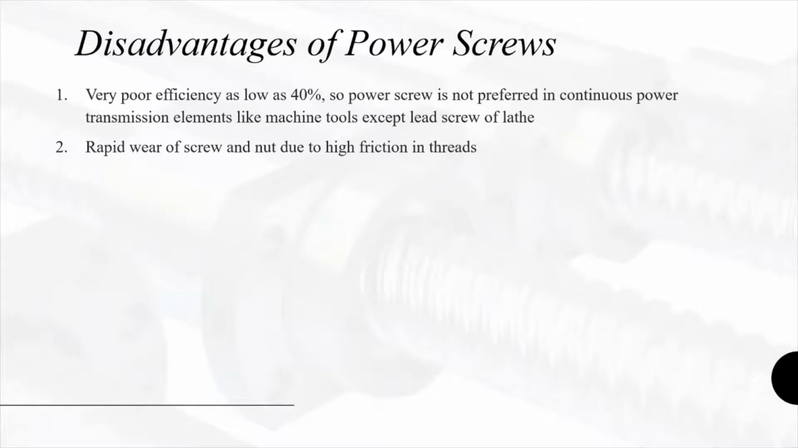Next, disadvantages of power screw. As the power screw has high friction, efficiency can be as low as 40%. So power screw is not preferred in continuous power transmission elements like machine tools, except the lead screw for lathe machine. And as friction is there, there will be rapid wear of screw and nut due to the frictional force.